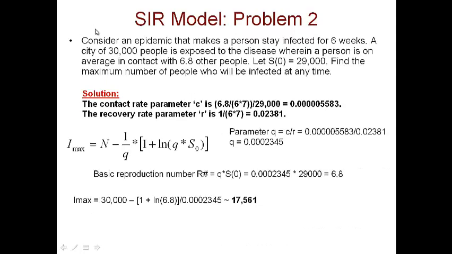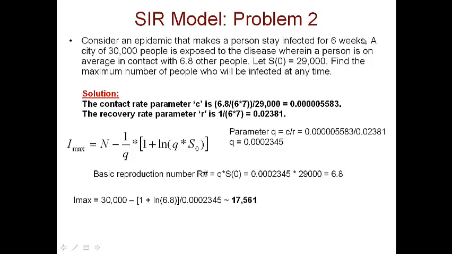Okay, now another problem. Consider an epidemic that makes a person stay infected for 6 weeks. A city of 30,000 people is exposed to the disease, wherein a person is on average in contact with 6.8 other people. Let S of 0 be 29,000. Find the maximum number of people who will be infected at any time. So N is 30,000, S0 is 29,000. All we need to find is Q, and Q is C over R. So we need to find C.